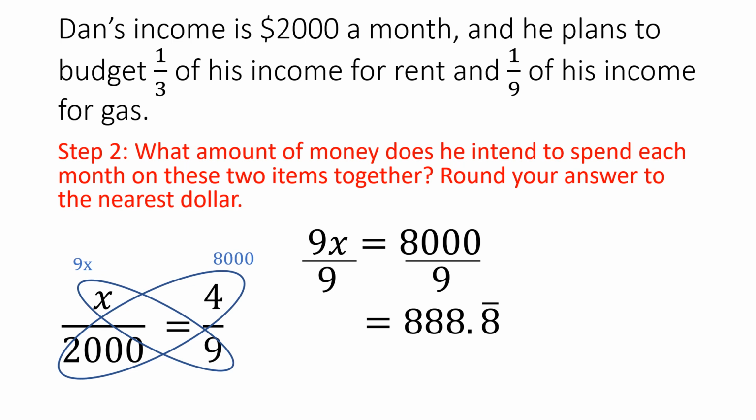888.8 repeating, but it does say to round your answer to the nearest dollar. That means no change and no number after the decimal. To round that, we do have an 8 after that decimal, and because it's bigger than 5, it's going to bump up the 8 before the decimal to a 9. So our amount would be $889 that Dan plans to budget or spend on rent and gas each month.